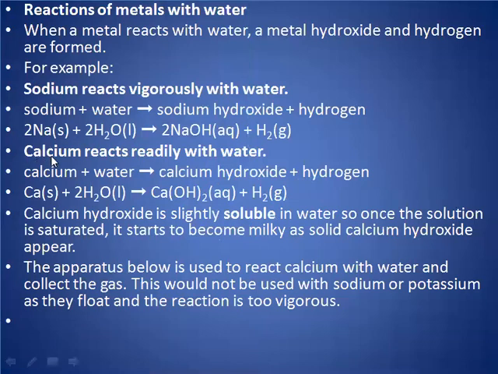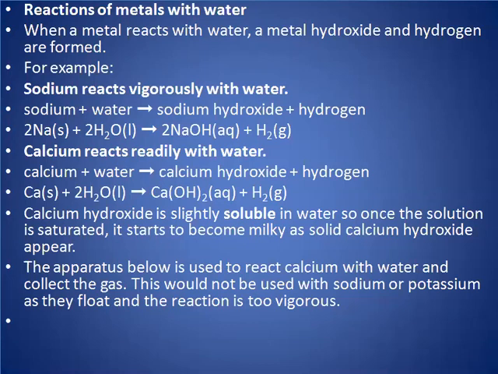Whereas if we consider calcium as the metal, calcium reacts readily with water. Calcium, when it reacts with water, gives calcium hydroxide along with hydrogen gas. Calcium hydroxide is slightly soluble in water. So once the solution is saturated, it starts to turn milky as solid calcium hydroxide appears.